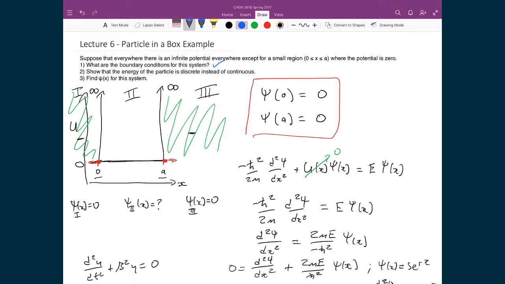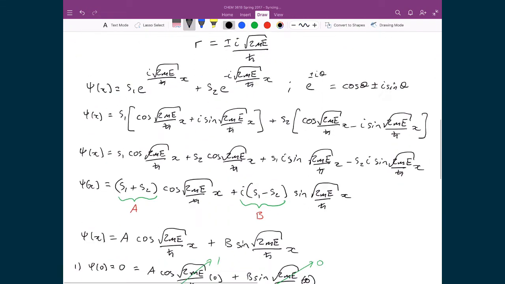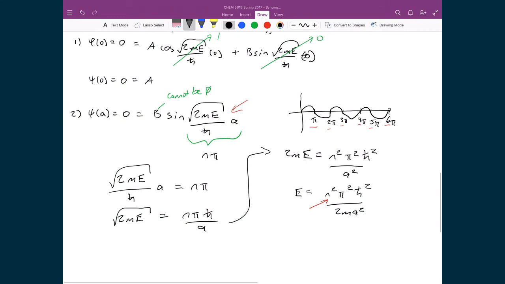We've just finished number 2: show that the energy of the particle is discrete. Yes, indeed it is, because it has that n term when we solve for the energy. So then our final thing is to find psi of x for this system. And all I'm going to do is borrow from this piece right here again, this B sine root 2mE over h bar times a.